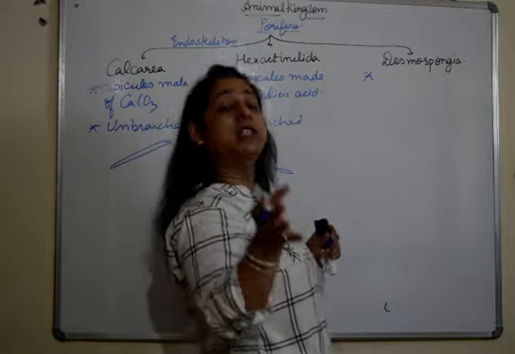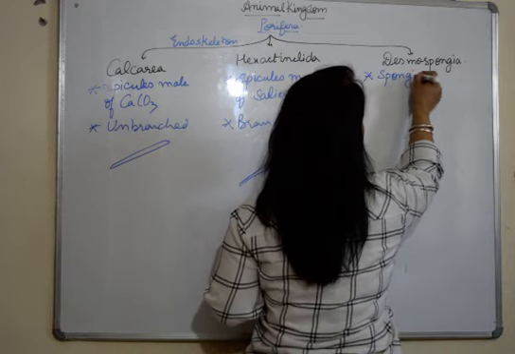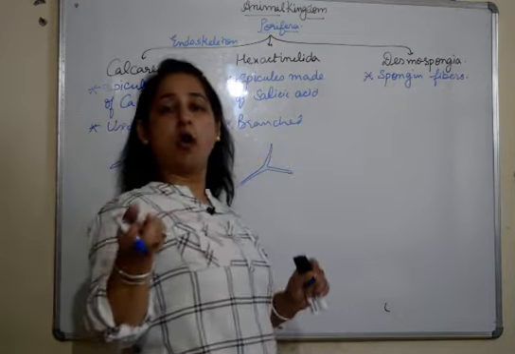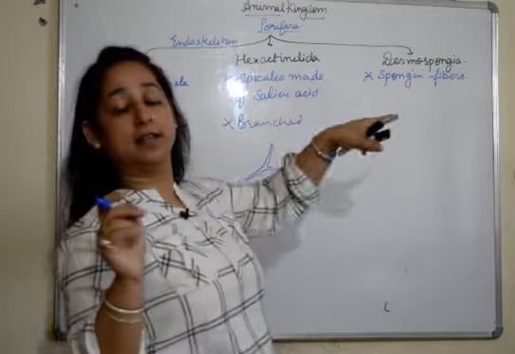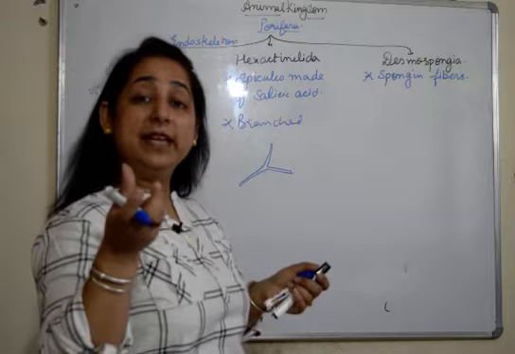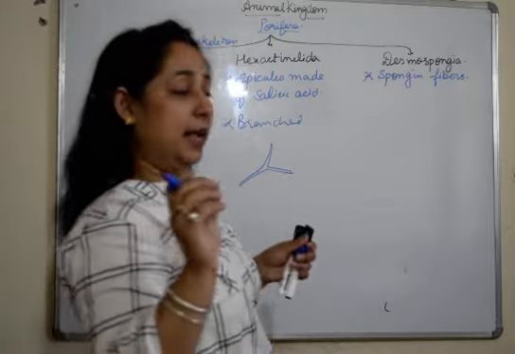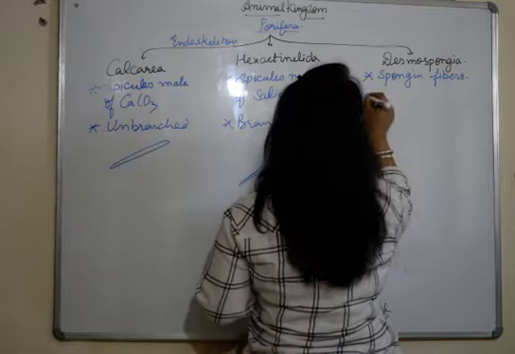wherein demospongiae is the one which does not have spicules, and instead of spicules they have spongin fibers. Spongin fibers are very soft fibers and not hard like the calcareous and siliceous spicules. It's not that hard, it's very soft. It's found in Euspongia, which is a freshwater sponge.